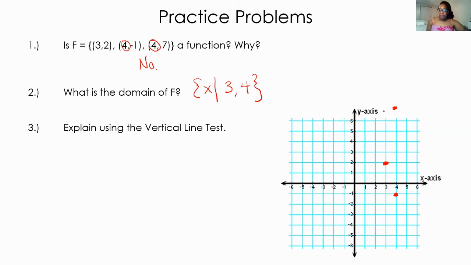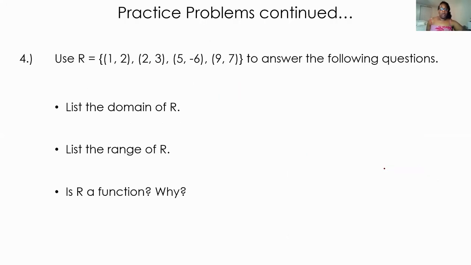But if I drew a vertical line as best I can, this one goes through one point. But when I come here, this vertical line goes through 2 points. And that's telling me that my X values are repeating. So it really fails the vertical line test, because it can only pass the vertical line test if all your points only go through the vertical line one time. So continuing on, we got set R.